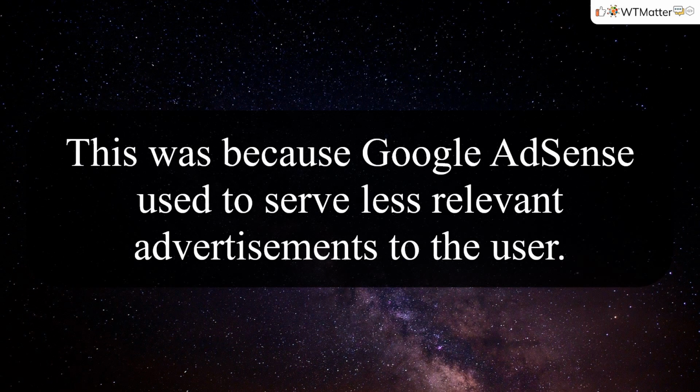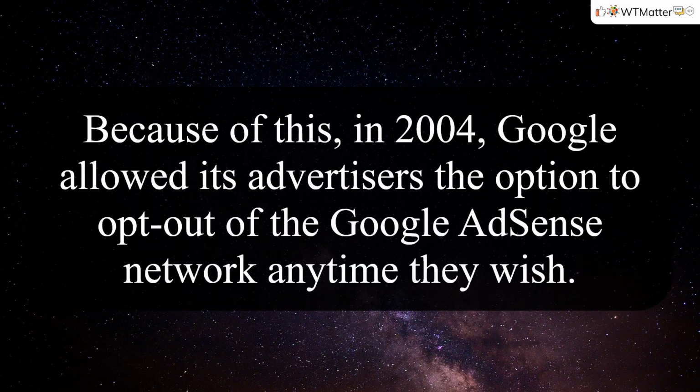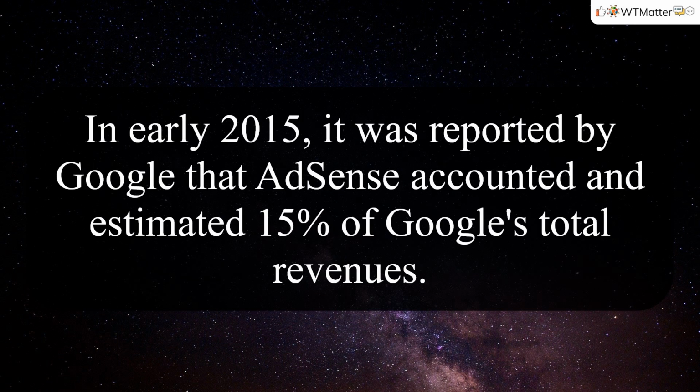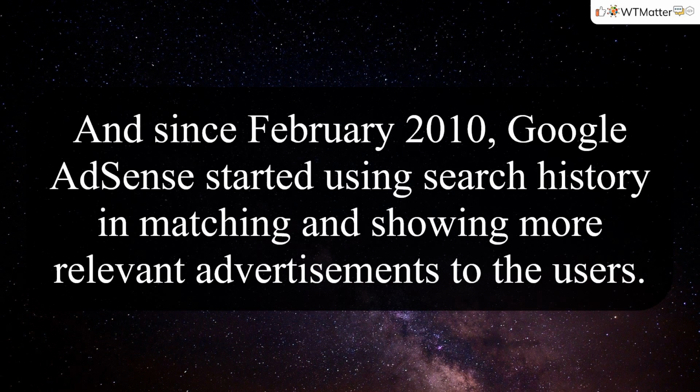Many advertisers and entrepreneurs complained that Google Ads had better results than Google AdSense. This was because Google AdSense used to serve less relevant advertisements to the user. Because of this, in 2004, Google allowed its advertisers the option to opt out of the Google AdSense network anytime they wish. In early 2015, it was reported by Google that AdSense accounted for an estimated 15% of Google's total revenues. And since February 2010, Google AdSense started using search history in matching and showing more relevant advertisements to the users.